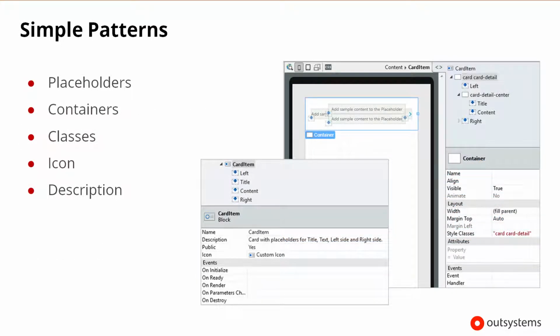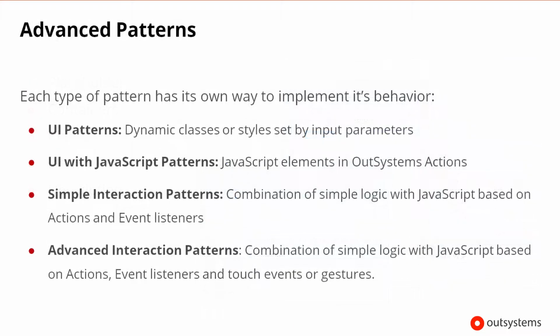Patterns can be split into two main categories, simple and advanced. Simple patterns include more basic concepts and elements such as placeholders, containers, CSS classes, and an icon and description. Regarding advanced patterns, these will mix multiple and more complex behaviors. Each one of the following types is more complex than the previous on the list.